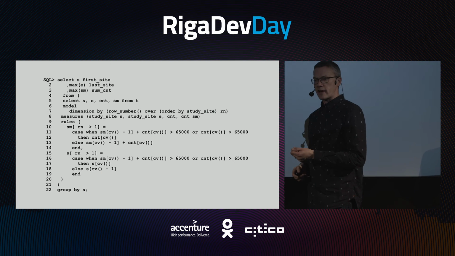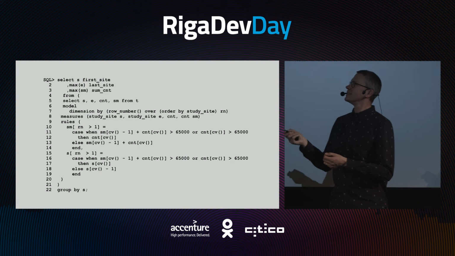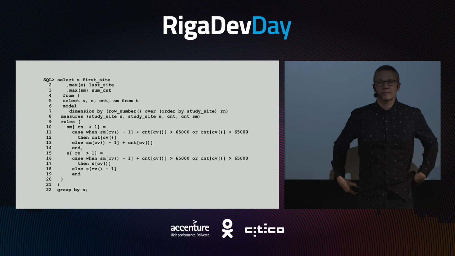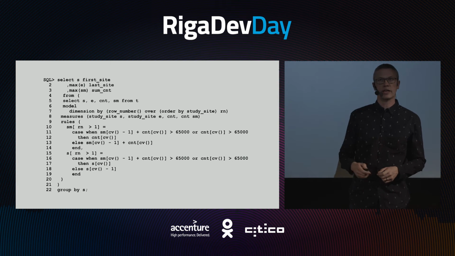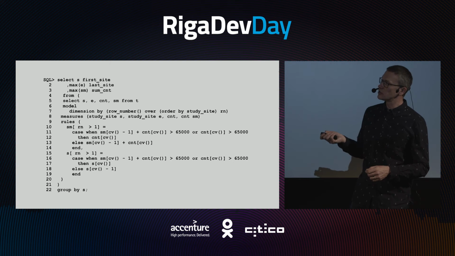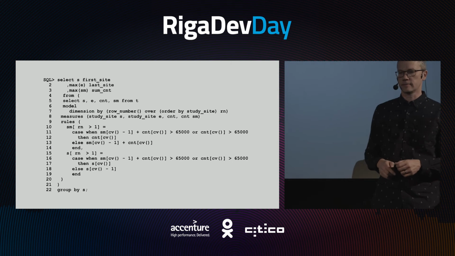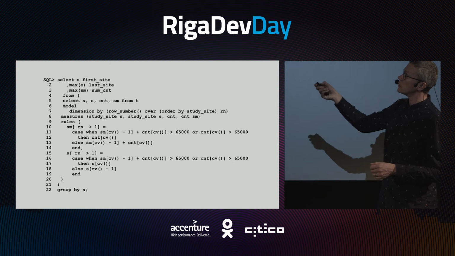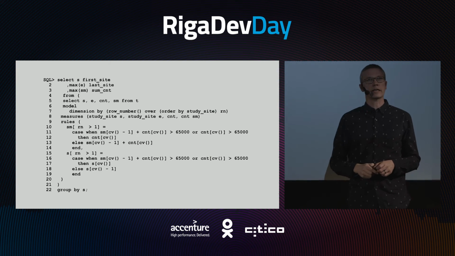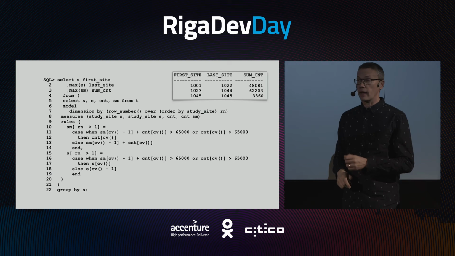So first, using the model clause, you could solve this puzzle. But as you can see, it gets quite tricky over there. Also, the analytical functions are in there as well, row number to do the calculation. And it gets a result set.